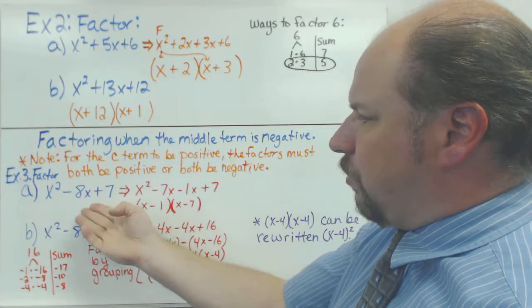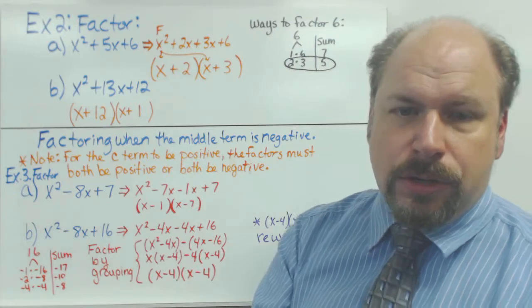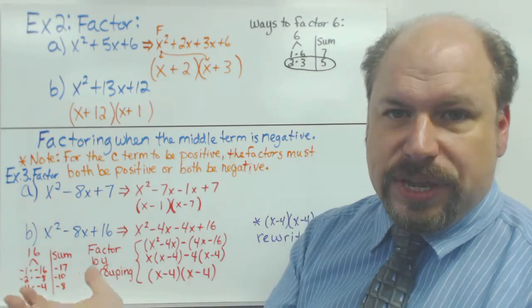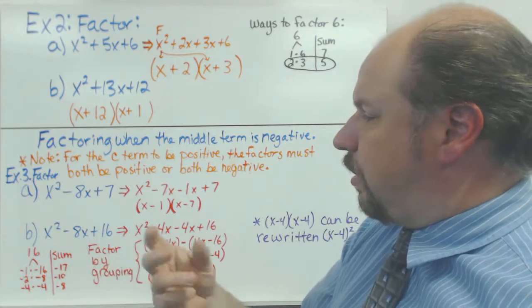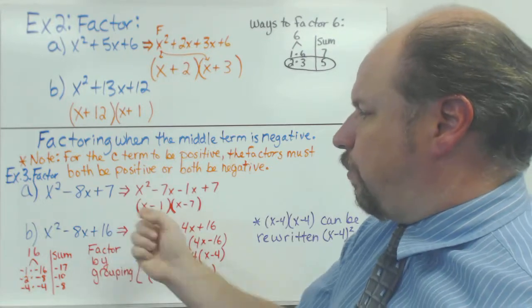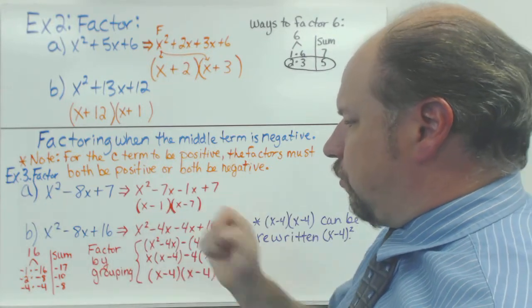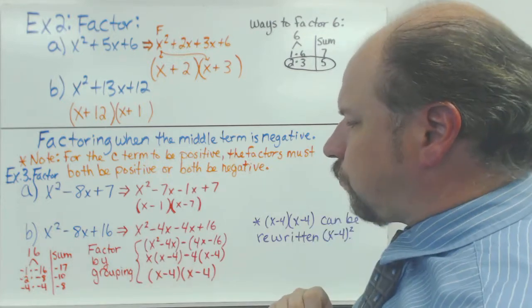Okay, so we need two factors of 7 that add up to negative 8. Well, of course, negative 1 and negative 7 add up to negative 8. Negative 1 times negative 7 is positive 7. So it factors very nicely, just like that.